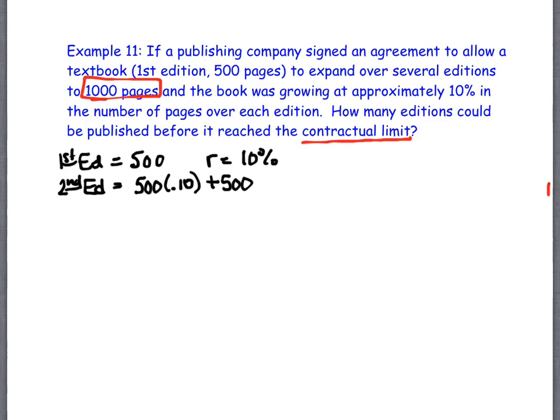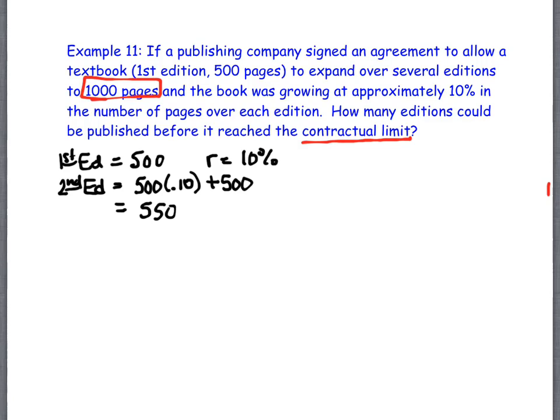This is actually using the simple interest rate formula. You're actually using it. The P is the 500. The R is the 0.10, and while it's not actually written there, the time is 1. So you're using it 1 time to get this to happen. Make sense? So this actually ends up being how many for the second edition? 550.